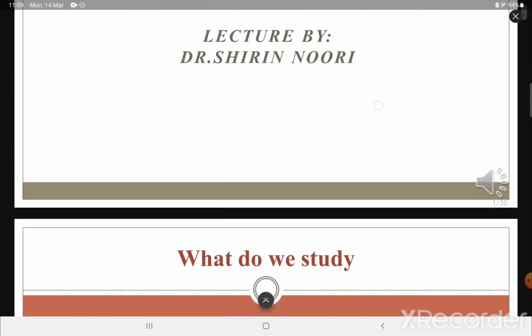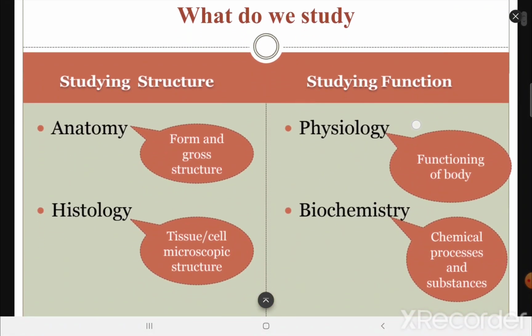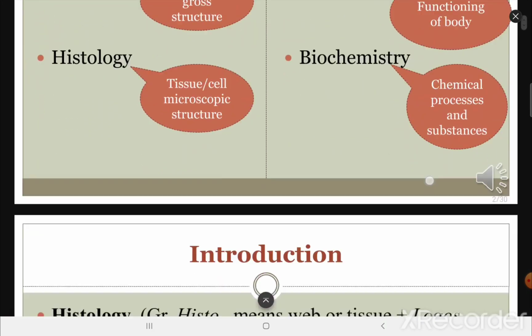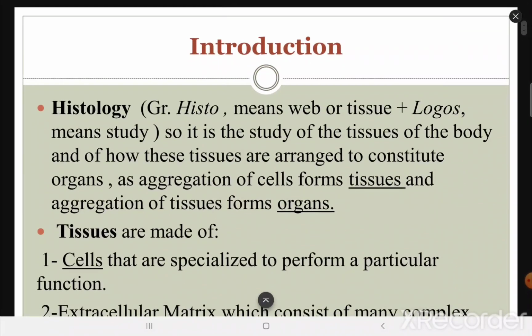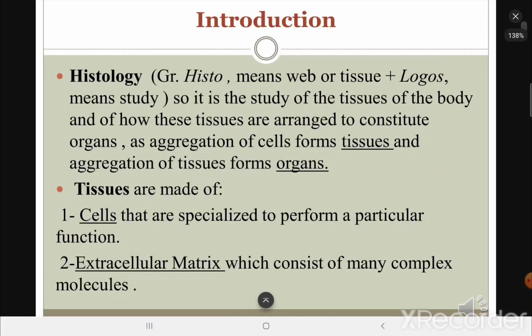We have also the physiology, which studies the function of the body, how the different types of organs and tissues function in the body, and lastly we have the biochemistry regarding the chemical processes and substances inside the body. Regarding the introduction, we have the histology. Histology means web of tissue, histos is a web of tissues, and logos means the study. So it is the study of the web of tissues inside the body.